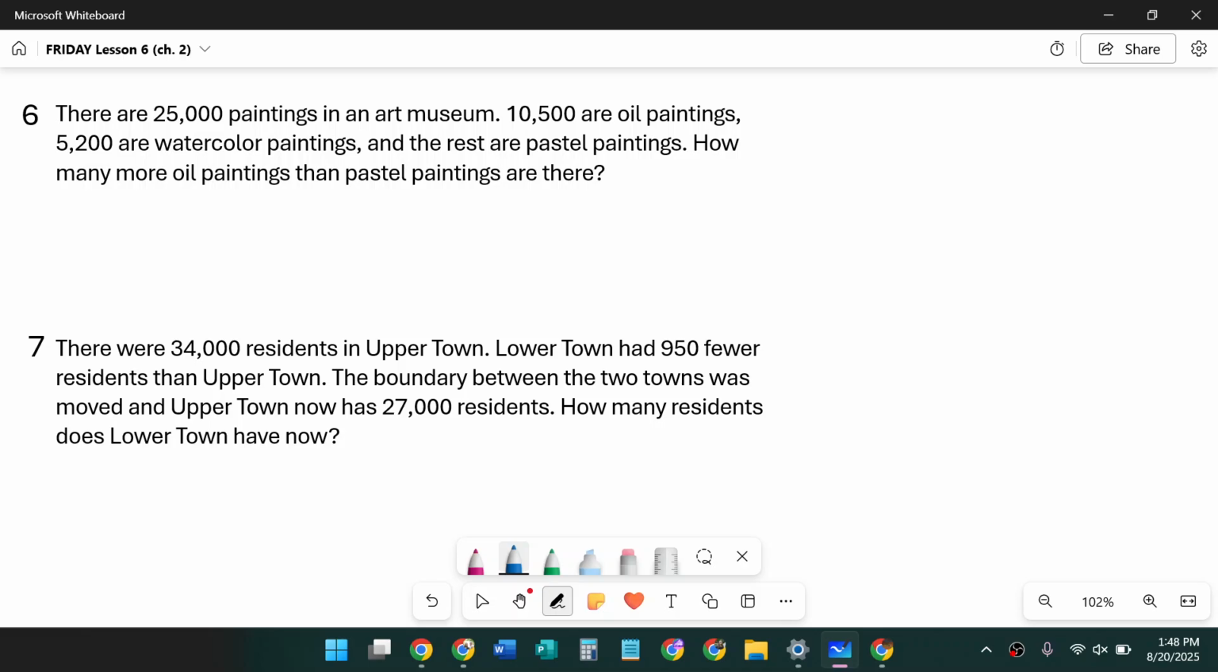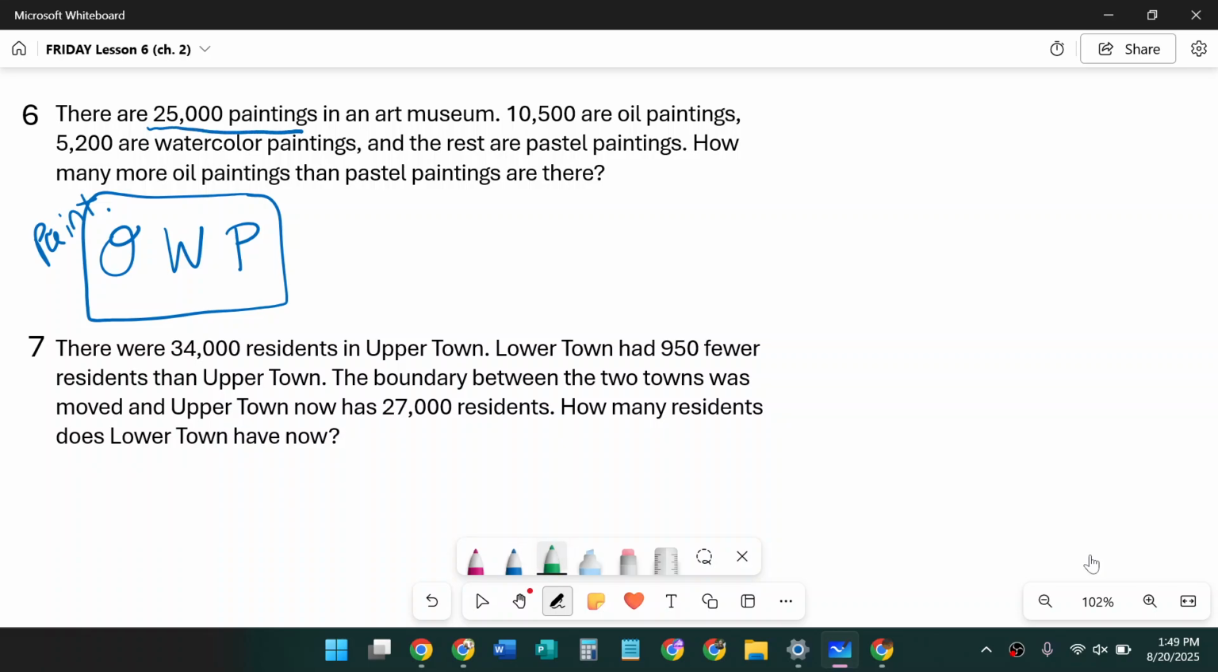Before we get to the question, let's make sure we understand what's happening. We have a bunch of paintings. We'll put a box. This will be our paintings. And we have three types. We have oil paintings, watercolor paintings, and pastel paintings. That means this number is our whole, and then this, and the unknown, those three are our parts. So we could do like a whole part problem. All right, so what they want to know, let's finish reading the question. How many more oil paintings than pastel paintings are there?